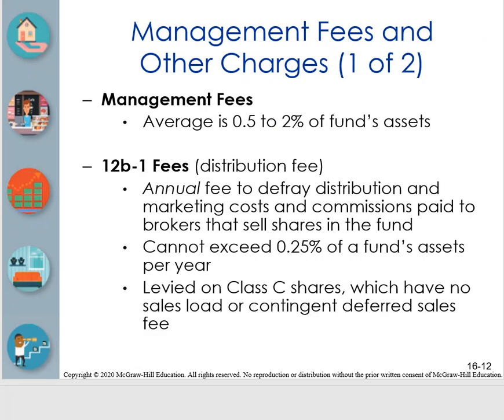Class C types of mutual fund shares are what's called 12b-1 fees. These are fees that are charged on Class C shares, which have either no sales load charge up front or no contingent deferred sales load on the back end. But they'll usually charge a higher distribution fee. In addition, whether your mutual fund is Class A, Class B, or Class C, most, if not all, mutual funds will charge an annual management fee of between 0.5 and 2% of the fund's assets per year.